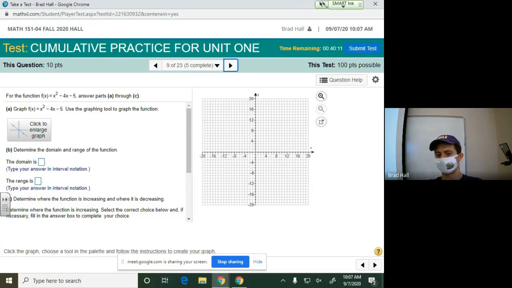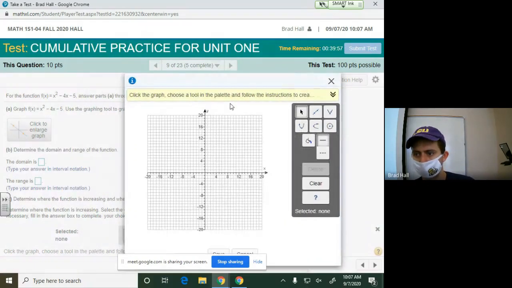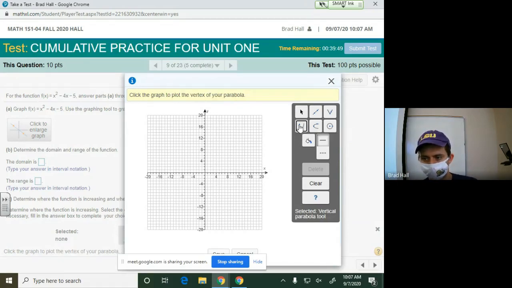And what it does is, well, it starts off by wanting us to graph this quadratic function. So this is a quadratic function because the highest degree, or the highest power, is 2. So naturally, when we go to plot this thing, I would want to select the vertical parabola tool. So just a parabola, that's what we're looking for.